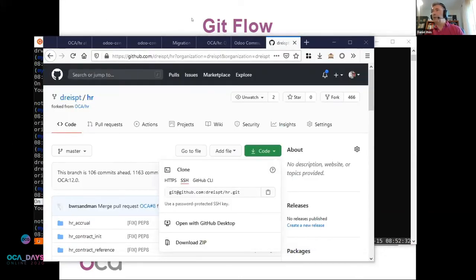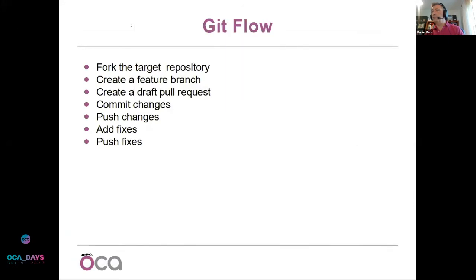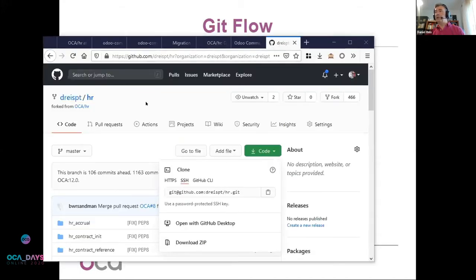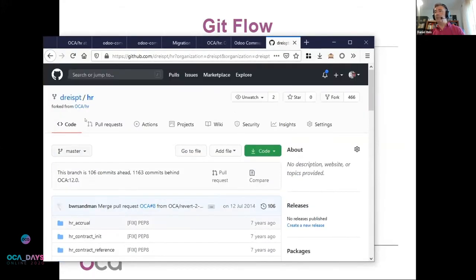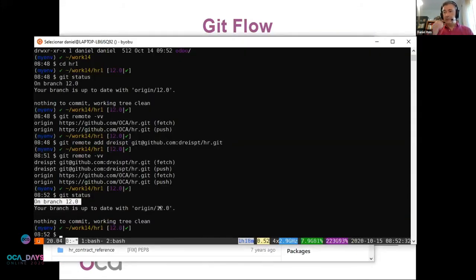Okay, going here to the Git Flow. So you need to fork, you need to clone locally, and you need to create a feature branch. So for example, I'm going to make an improvement. Let me go to the source code. So let me check out, I'm on branch 12. Let me switch to branch 14. Maybe I don't have it here. Maybe I have it. Git checkout.